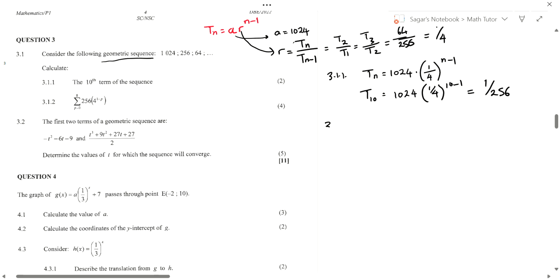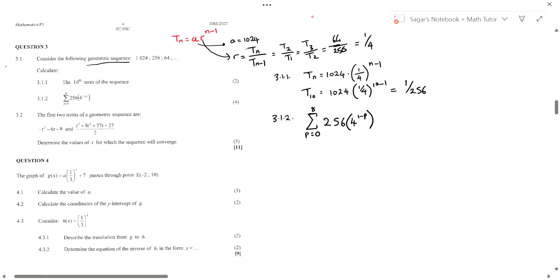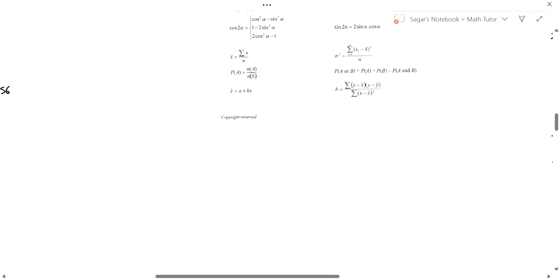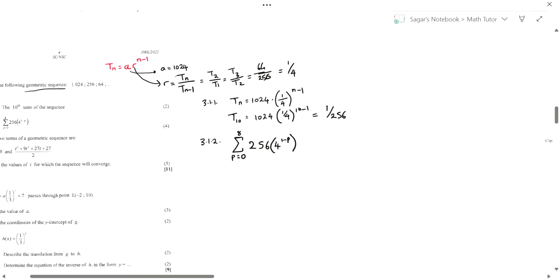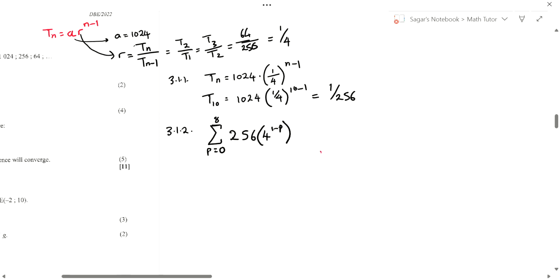Let's move on to 3.1.2. This question catches many students, and I'll show you why. It simply has to do with where they want us to take the summation from, and it's also the form in which they've got the geometric sequence. We know the summation equation from the information sheet is given right there. I'll just paste that here.